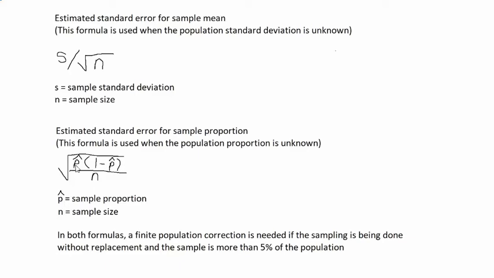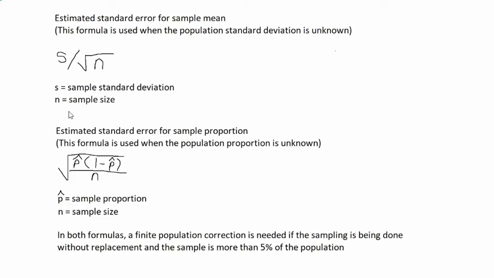You might remember from the standard error topic how this formula used to be p times 1 minus p over n. The formula for the standard error for a sample proportion is the square root of p times 1 minus p over n, and p is the population proportion. But the estimated standard error for a sample proportion is the same thing, except p hat takes the place of p, and p hat is the sample proportion.